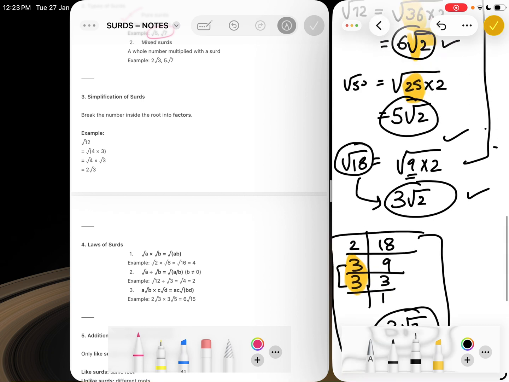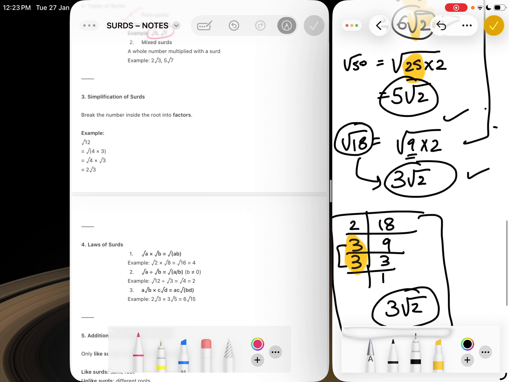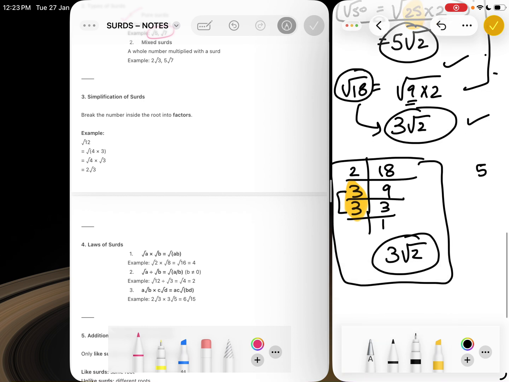This is another method. This is method 2. If I see root 50 now, and I don't want to think of 25 into 2, what I'll do is put 50 here.